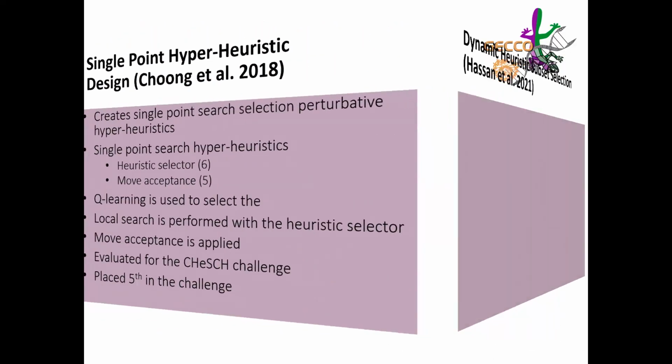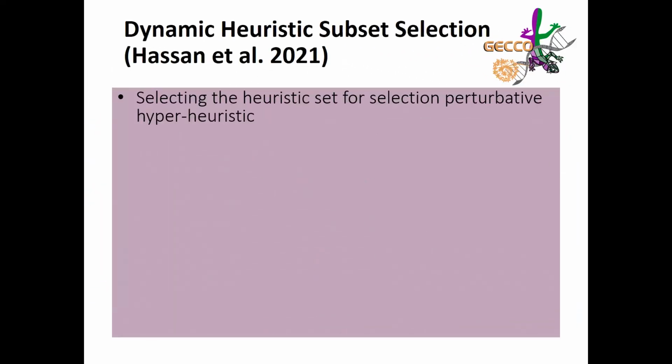The next example, which was done by our group, was also used for the CHeSC challenge. And the idea here was, instead of using the same set of low-level heuristics throughout the lifespan of a hyperheuristic, you actually change that set of low-level heuristics. And dominance criteria is used to change it based on the performance. So the whole set is not used throughout. It starts off with the set. You then remove things that are not working, and then you use some decision criteria to actually put it back in. So we call it dynamic subset selection.